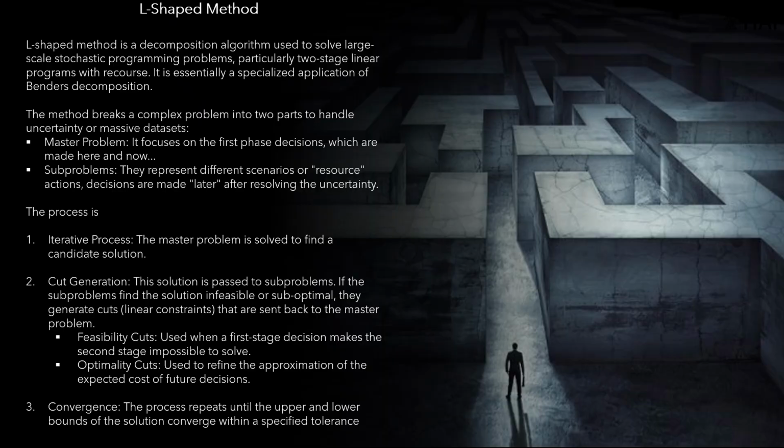Feasibility cuts are used when a first-stage decision makes the second stage impossible to solve. Optimality cuts are used to refine the approximation of the expected cost of future decisions. Convergence: the process repeats until the upper and lower bounds of the solution converge within a specified tolerance.